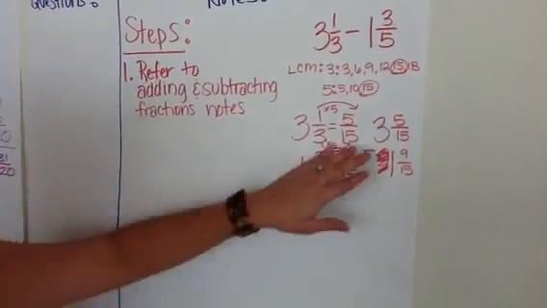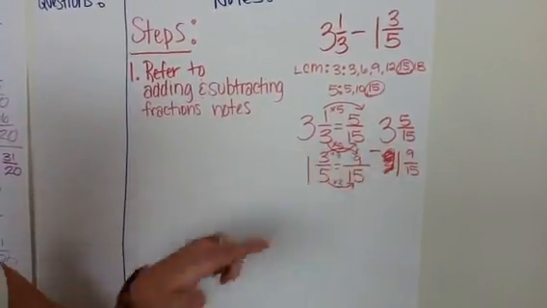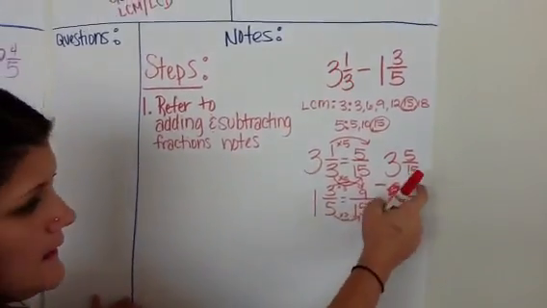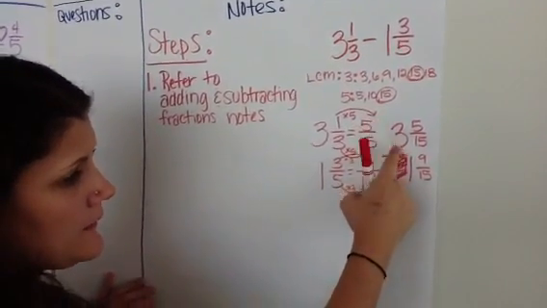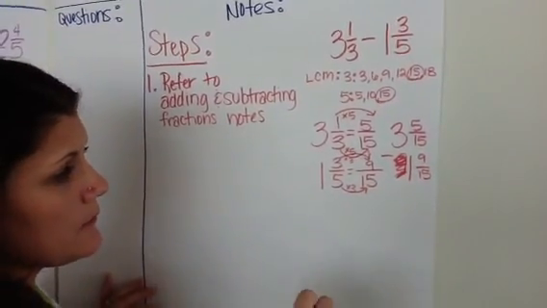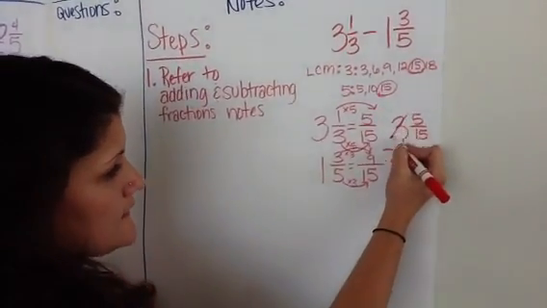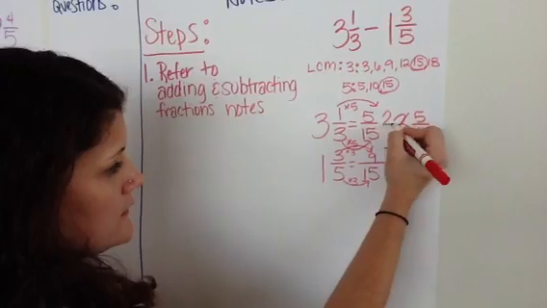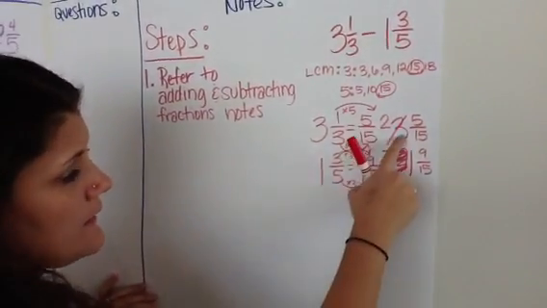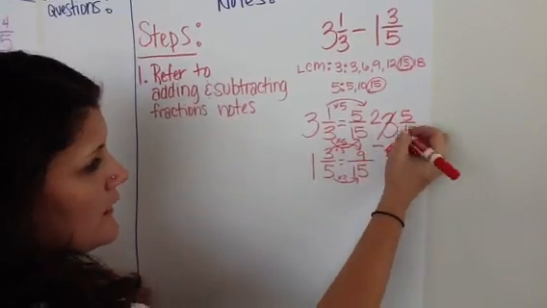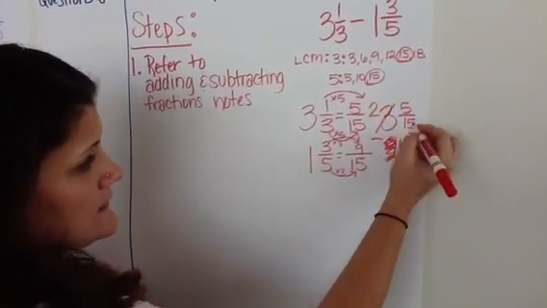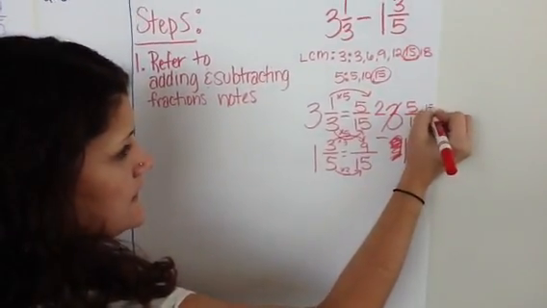Okay, so now we have a 5 minus 9, which is not what we see in subtraction. The top number is supposed to be bigger. So we're going to borrow from our whole number. It's a little bit different from regular borrowing. You're going to cross it out and change it to the next number. So now the 3 is a 2, but instead of just adding a 1 here, we're going to add 15/15.